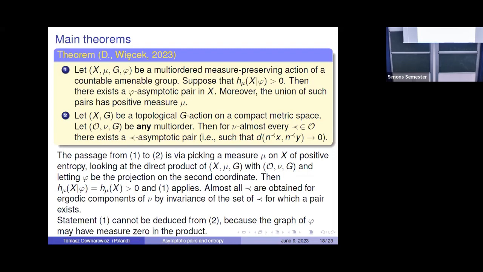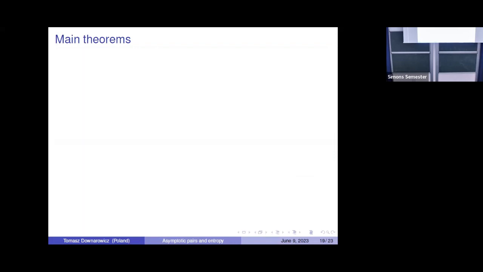So statement 1 is stronger, actually. But statement 2 is nicer because it's more general. You take any system of positive entropy, which I forgot to write.